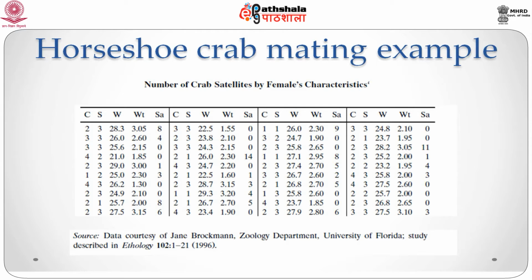So this is a snapshot of the complete data set. The columns give the various covariates. So C, for example, stands for color, coded as light medium, medium, dark medium, or dark. S is the spine condition, where 1 denotes both good, 2 denotes one worn or broken, 3 denotes both worn or broken. W is the carpus width measured in centimeters. WT is the weight measured in kg, and SA is the number of satellites. The original source for this data set is Brockman of the University of Florida, described in the journal Ethology, but it has also been discussed in detail in the 2002 book by Agresti.